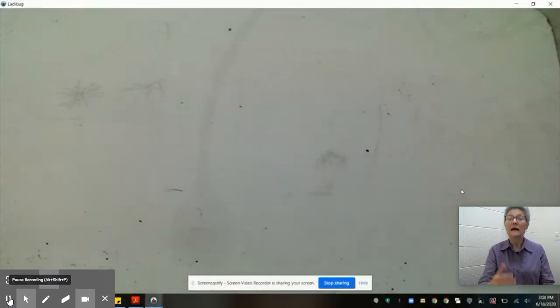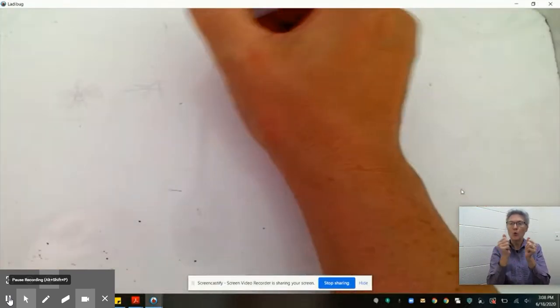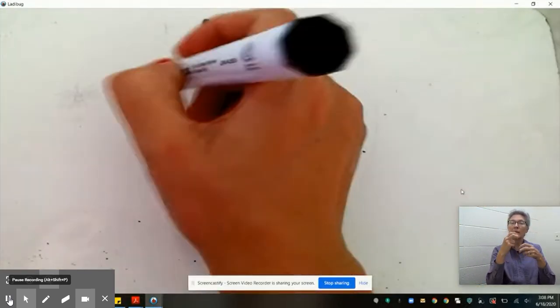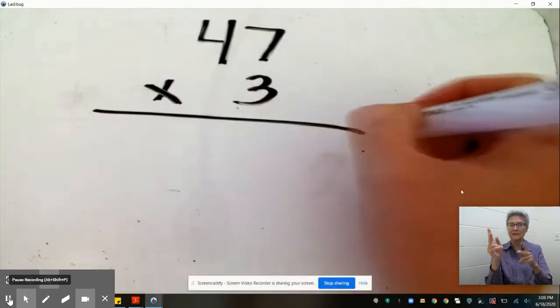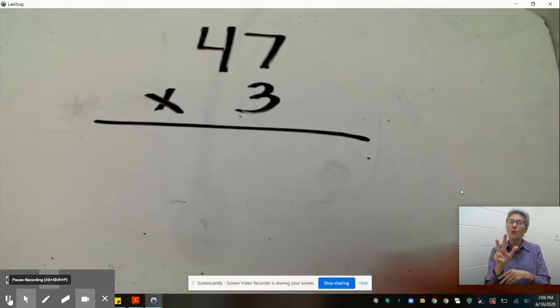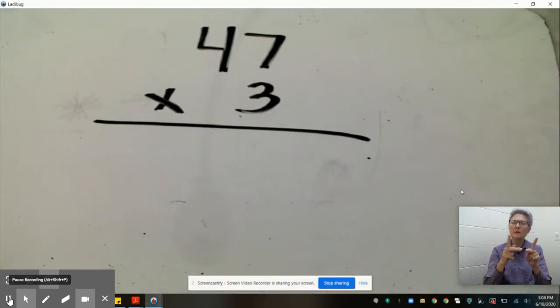Today we are going to build on our knowledge of multiplication with grouping. So we're going to take a look at the problem 47 times 3. And we're going to talk about how we're going to use place value and connect it to partial products, just as we did in the previous days.